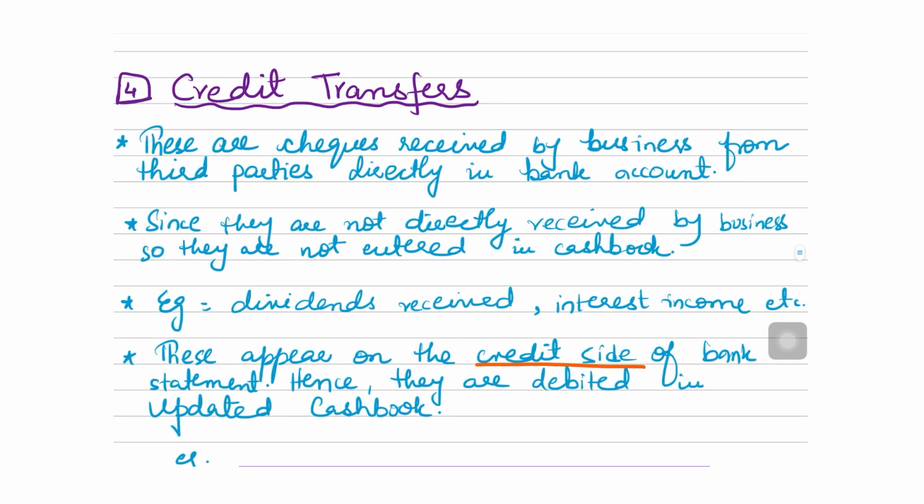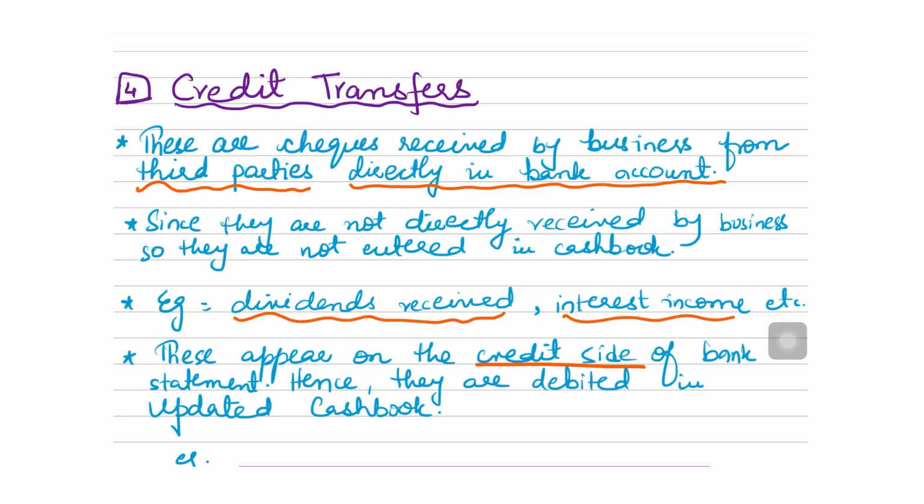Now what are credit transfers? These are the checks received by the business. Cash inflow, cash coming into the business. So the checks received by the business from third parties. Now we are getting payments, someone is paying us, right? But the payment is such that the payment is received directly in the bank account and we are not notified. So since they are directly received in the bank and we are not told, we haven't made the entry for that in our cash book. So that is why it will be known to us when the bank statement is received.